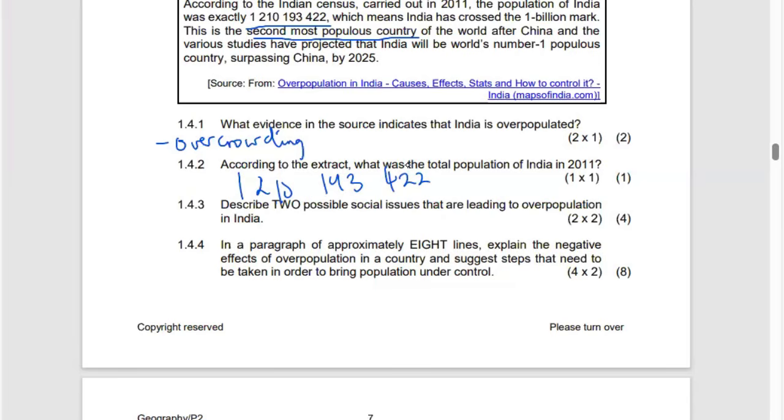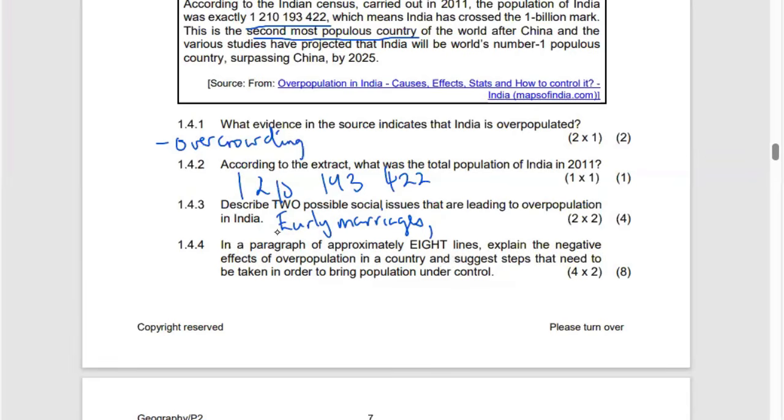Describe two possible social issues that are leading to overpopulation in India. What might be the reasons for overpopulation in India? We can look at things like early marriages. What contributes towards a high population like the one in India? There, we want to identify possible factors that could have contributed towards such a high population in a country like India. Talk of aspects like early marriages. If people are getting married at young ages, it means their chances of producing more children will also be high.